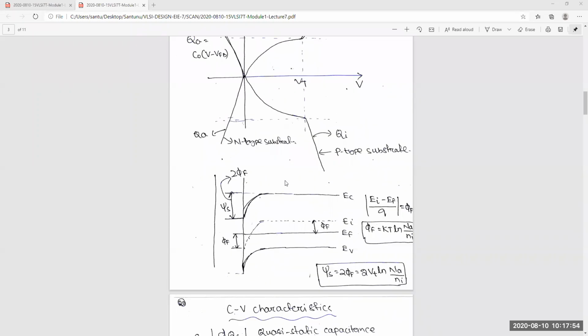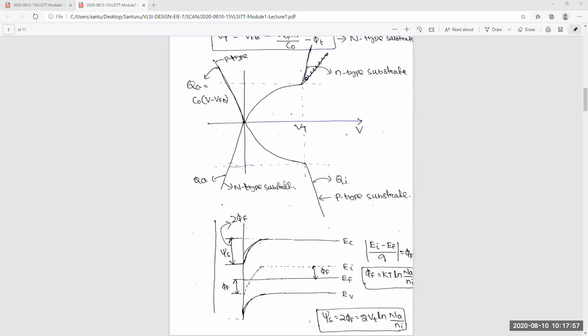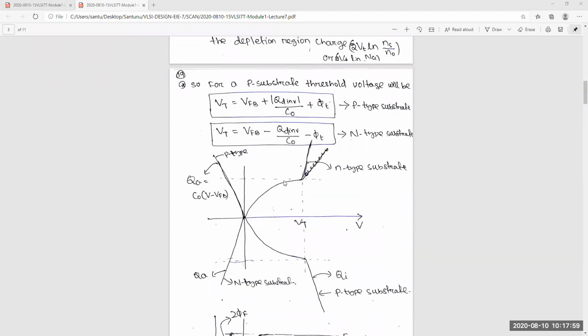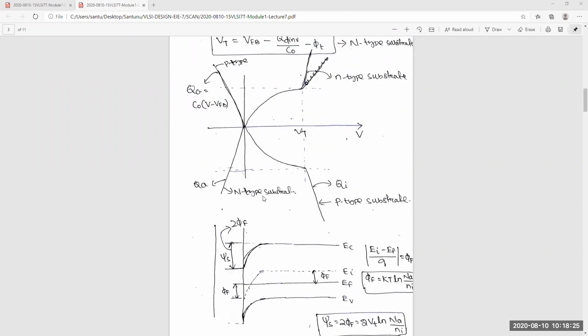Now we'll move towards the CV characteristics. This is the final. Our goal was to calculate the CV characteristics. Okay. So we have calculated the accumulation region charge, then depletion region charge, the inversion region charge, flat band voltage, threshold voltage, and for P substrate and for N substrate. So finally, from charge voltage equation, we can calculate the capacitor voltage equation. Means that curve.